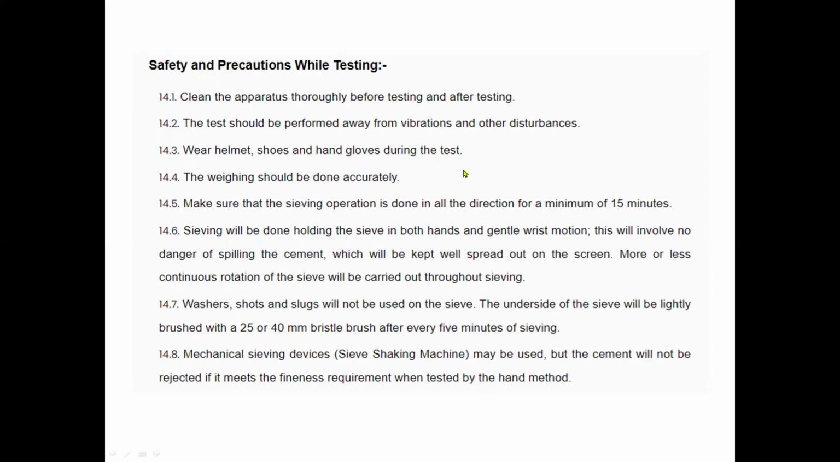More or less continuous rotation of the sieve will be carried out throughout sieving. Washers, shots, and slugs will not be used on the sieve. The underside of the sieve will be lightly brushed with a 25 or 40 millimeter bristle brush after every 5 minutes of sieving. Mechanical sieving devices or sieve shaking machines may be used, but the cement will not be rejected if it meets the fineness requirement when tested by the hand method.